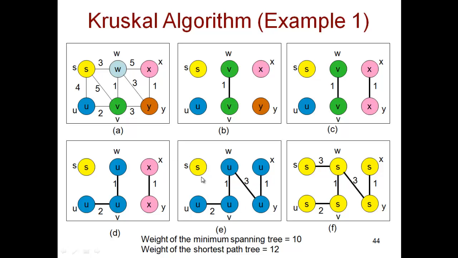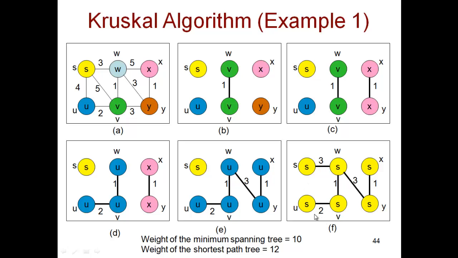So we discard, or don't consider, that edge from V to Y of weight 3, and let's pick up this edge from S to W of weight 3. S is in component S, W is in component U. They are two different components, so we can connect them. Between S and U, the lower component ID is S. So everything is now in component S.